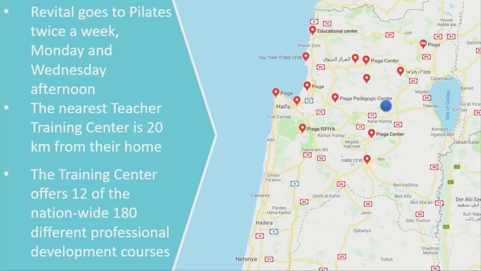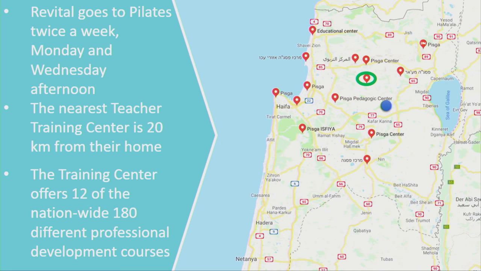You see the blue spot over there? That's where Rami and Revital live, and that's the nearest teacher's training center. Now, in general, the Ministry of Education in Israel offers 180 courses nationwide, but only 12 of them are delivered in that specific training center.